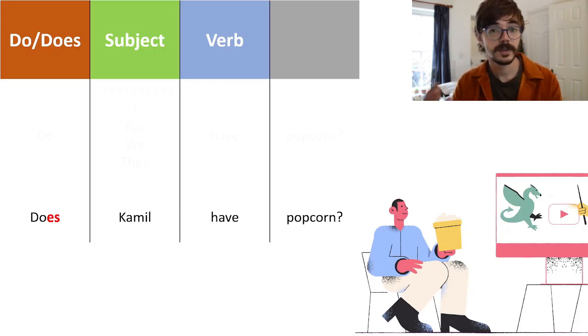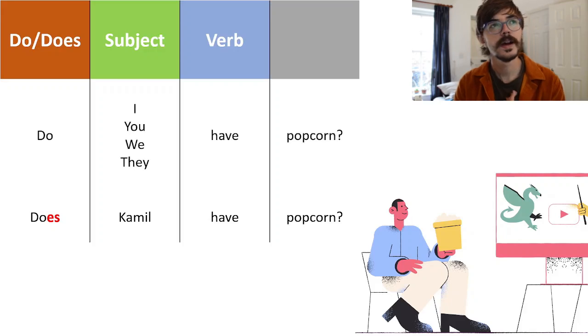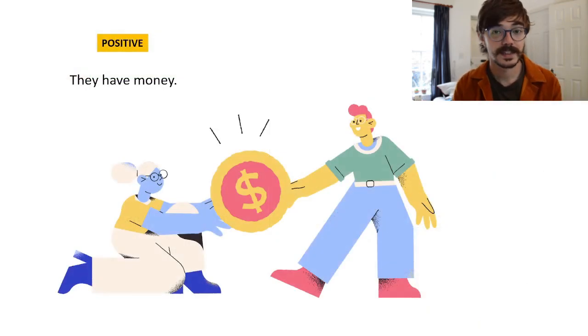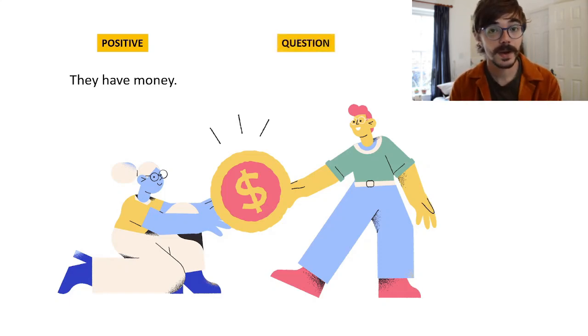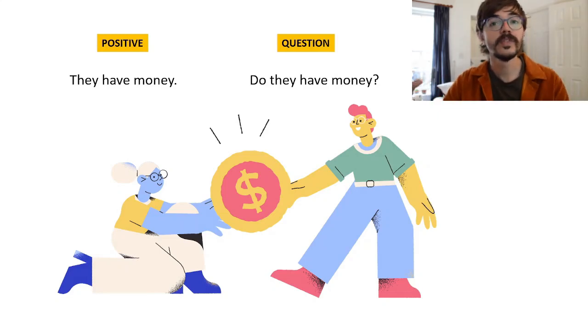Or, if I do it with the other pronouns, do I have popcorn? Do you have popcorn? Do we have popcorn? Do they have popcorn? Now here's a positive sentence. They have money. Let's make it into a question. Do they have money? Now this is true for all verbs in English. We always add that do or does. However, the only verb which is different is to be.